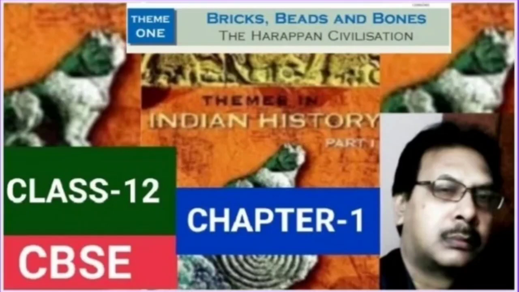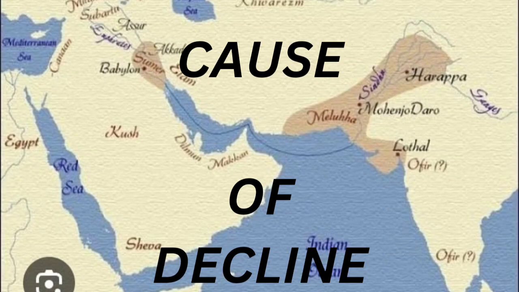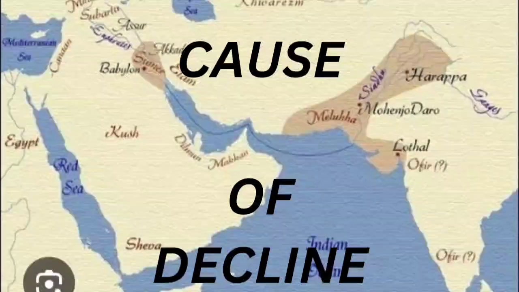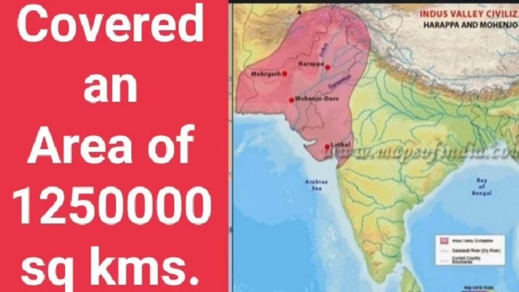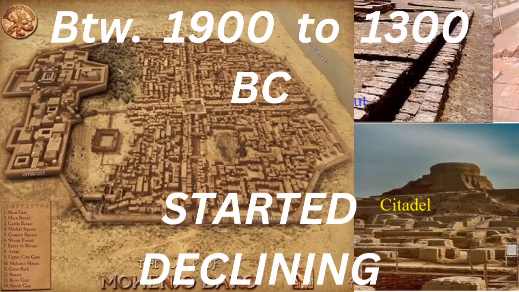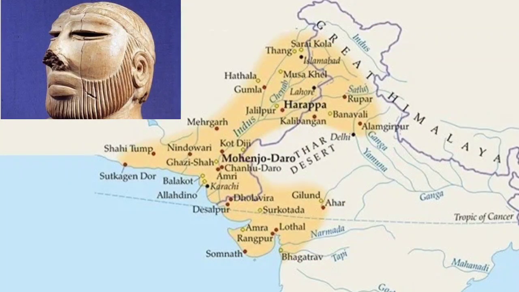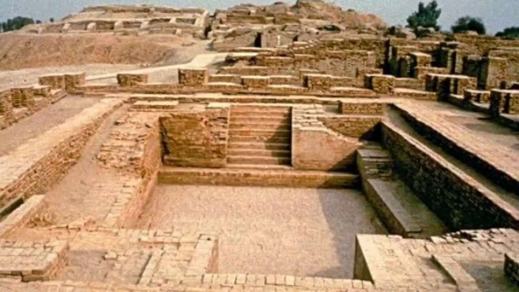After discussing the important features of the Indus Valley Civilization, today we will be discussing the causes of the decline of the civilization. The civilization flourished for a long period, and finally, between 1900 to 1300 BC, it started declining. Historians and scholars have given several reasons for the decline of this magnificent civilization.